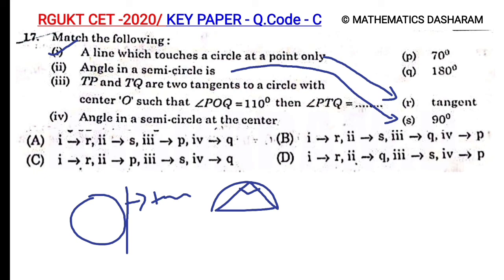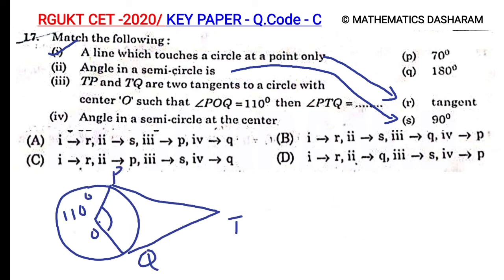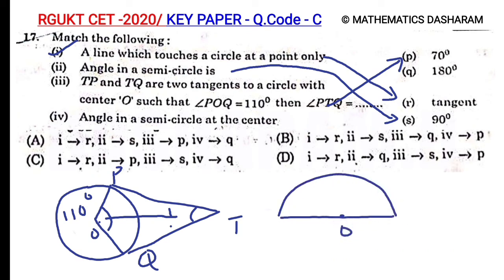Next, TP, TQ are two tangents to a circle with center O. So here is a circle with center O. So angle POQ is 110 degrees, so angle PTQ? We know very well the opposite angle sum is 180 degrees. So angle T will become 70 degrees. So third one is option P. Next, angle in a semicircle at the center. So it is 180 degrees. So fourth one is option Q. So finally option A is correct.